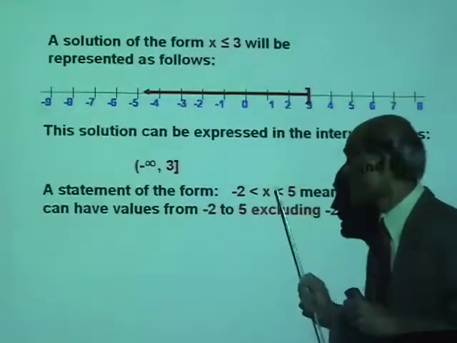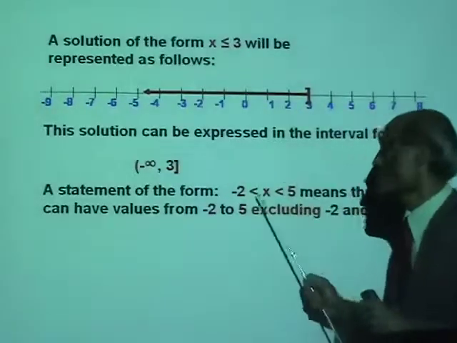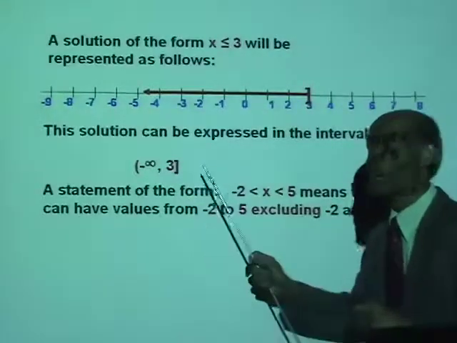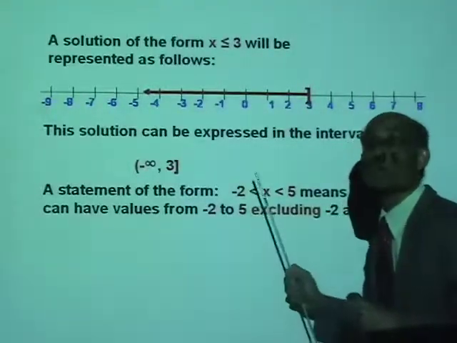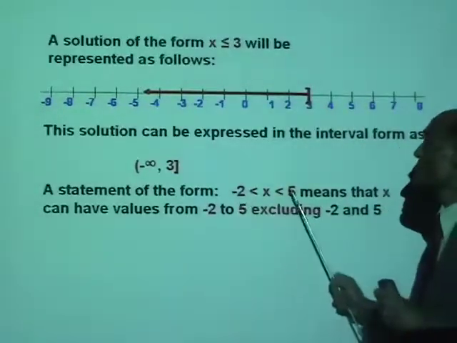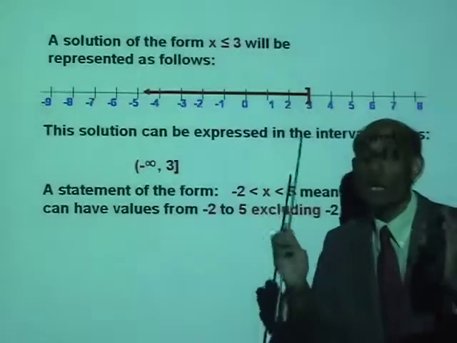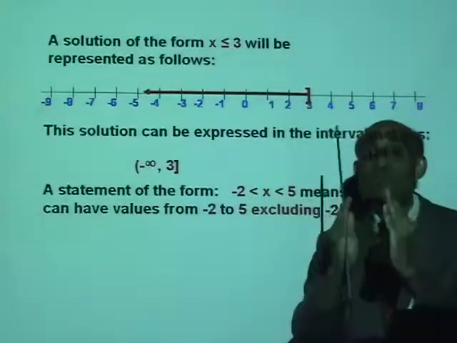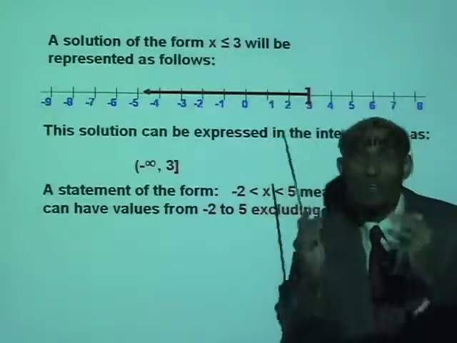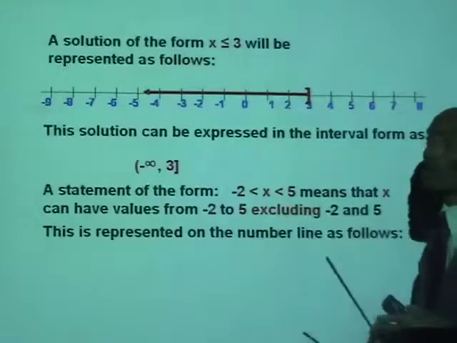Now, is negative 2 included in the solution? No. Is 5 included in the solution? No. So what does this mean? That x can have values from negative 2 to 5 excluding negative 2 and 5. Negative 2 and 5 are not included, but any values in between, x can have any value in between those two. And how will you represent that on a number line?